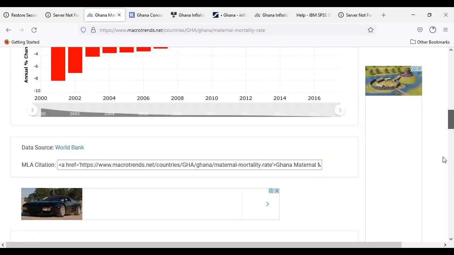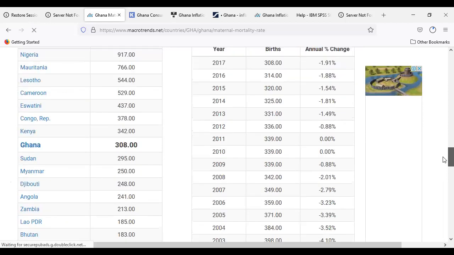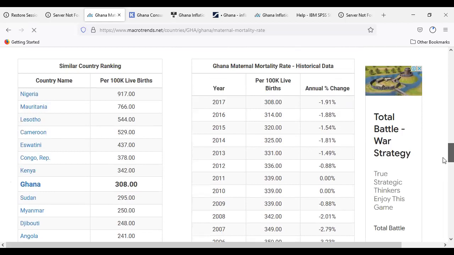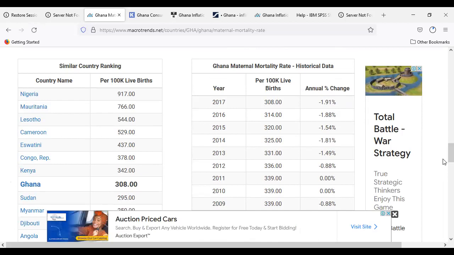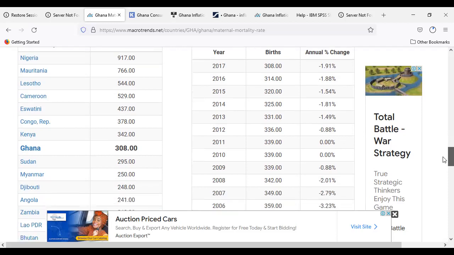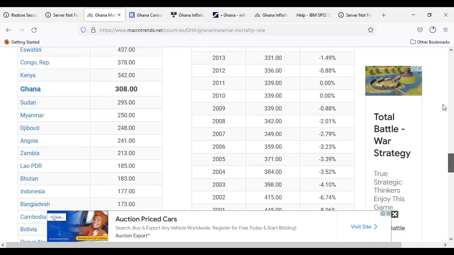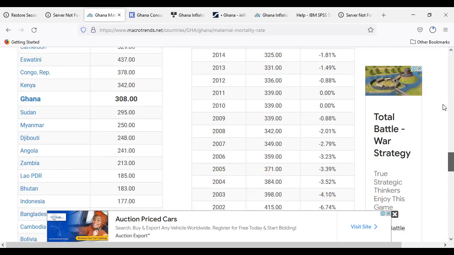And the interesting thing about this chart is that it also gives us room to compare our performance with other countries. So when you come just below the chart, you see we have similar country rankings. In terms of Ghana's maternal mortality rate, currently we are lying around 308, and when you come to countries within our ranking, we are falling close to, let's say, eighth among neighboring African states, or states within our classification which are developing countries. Good.